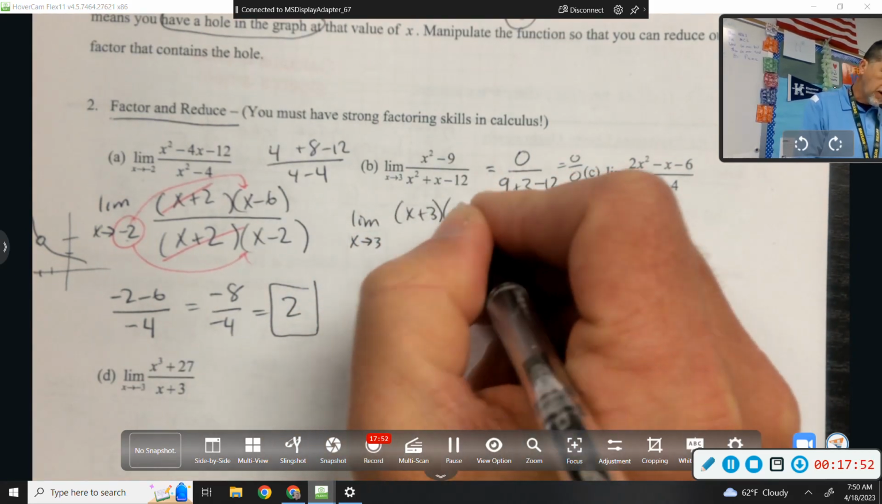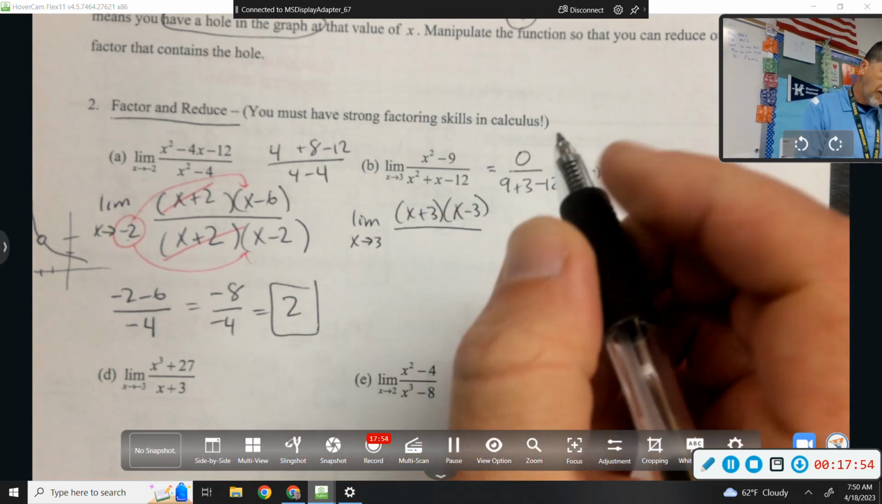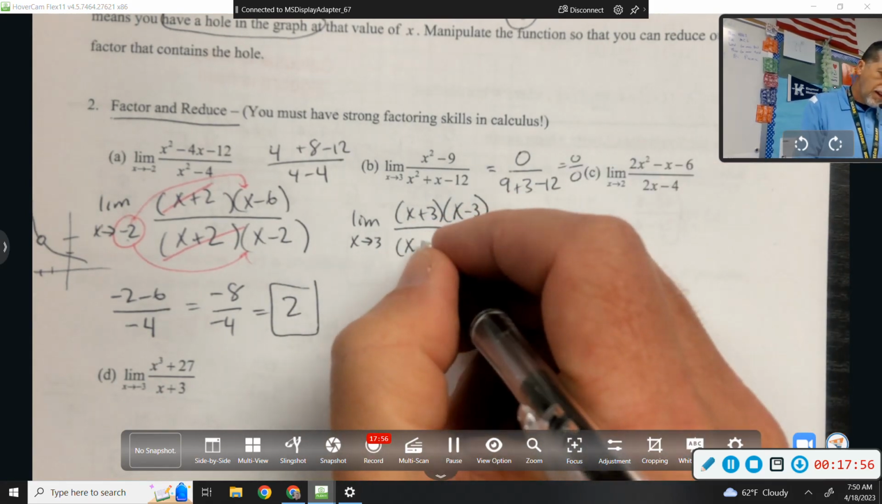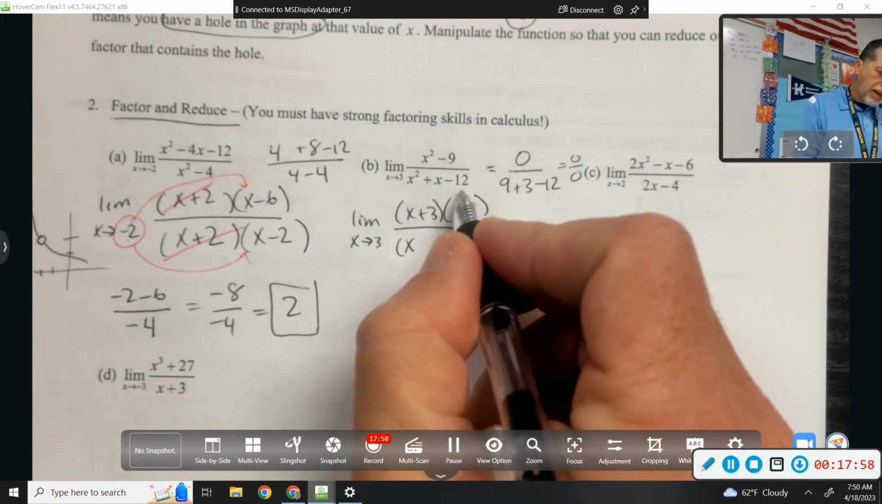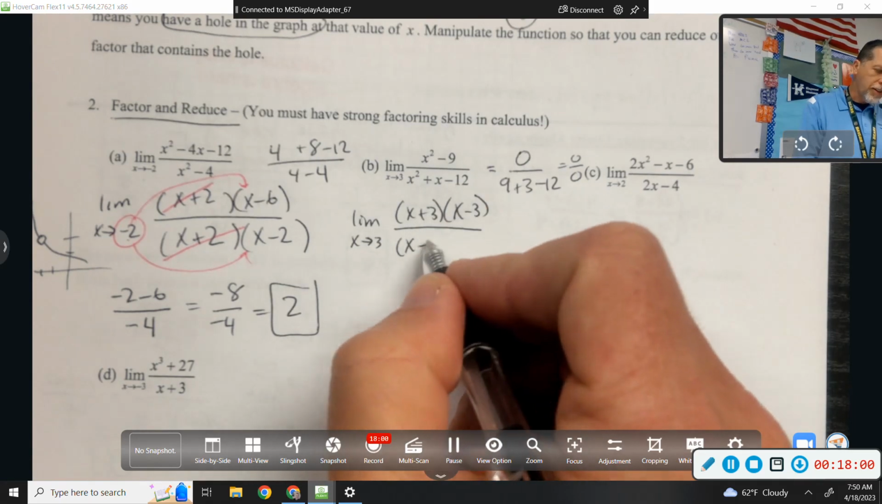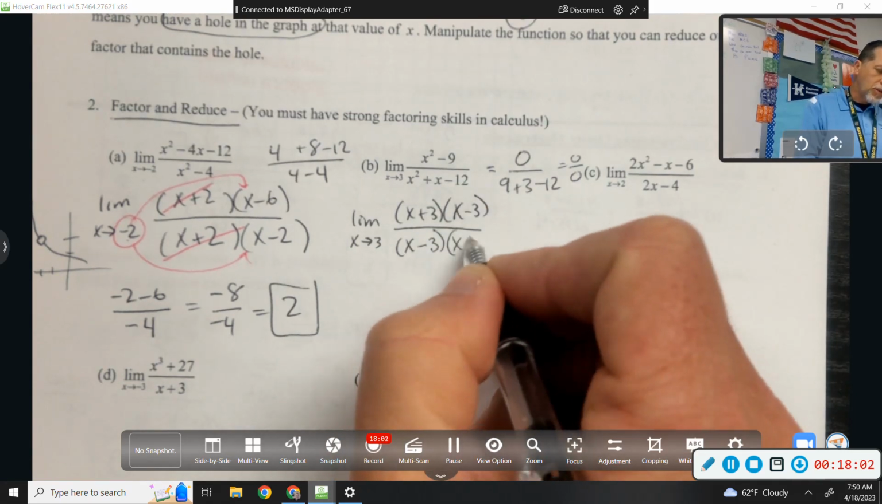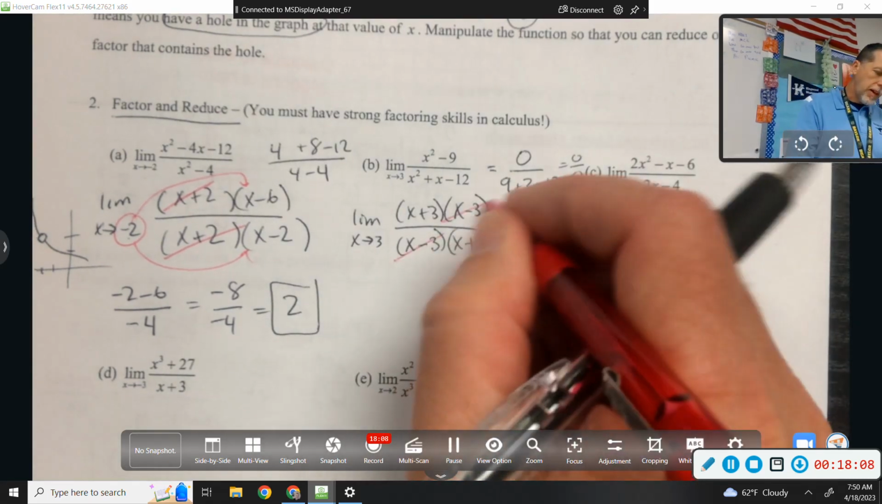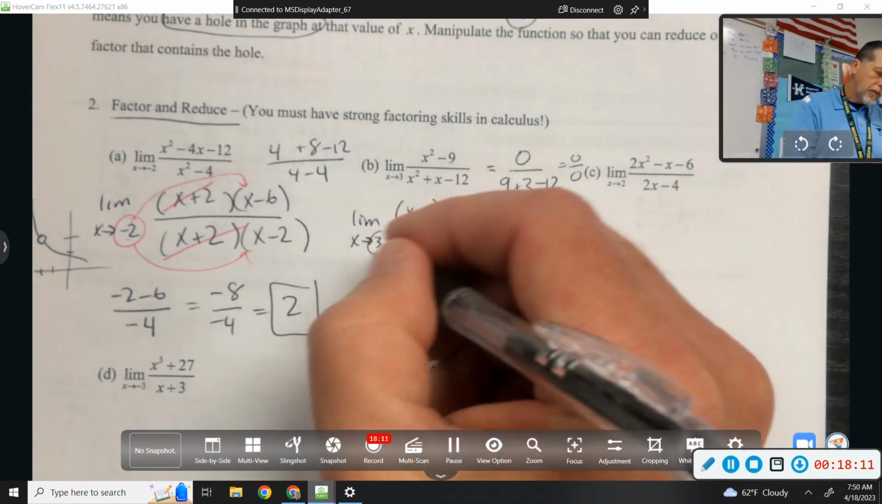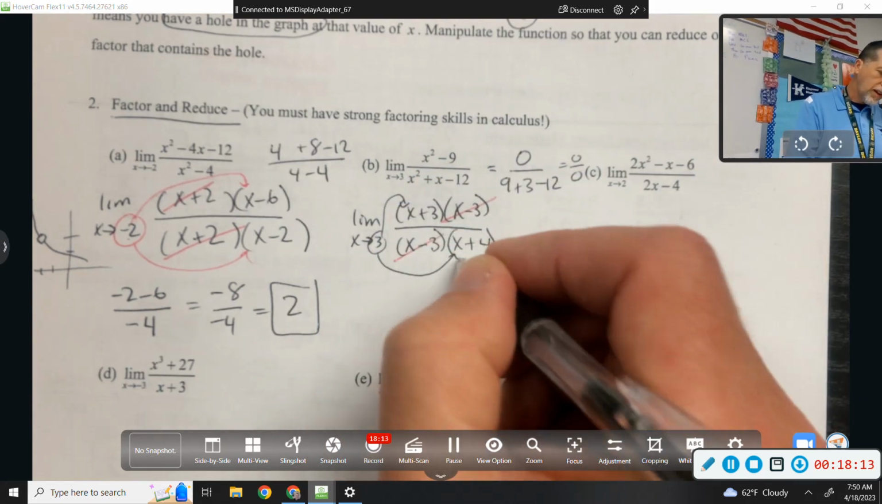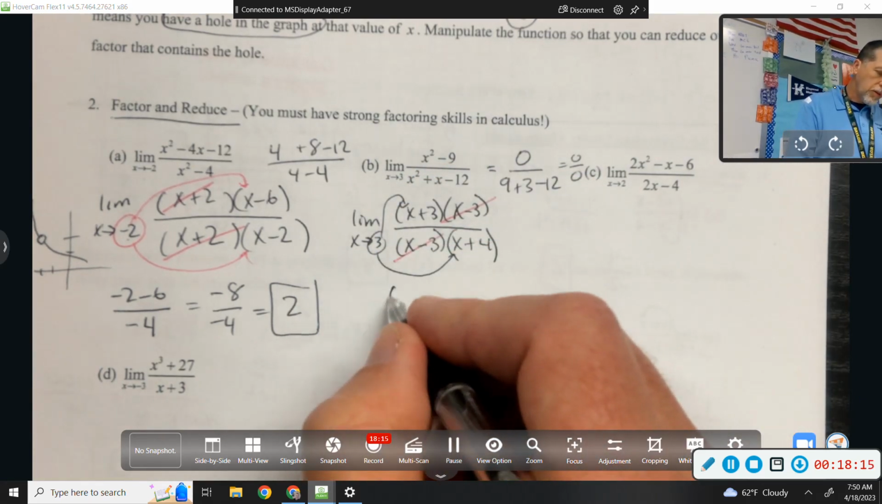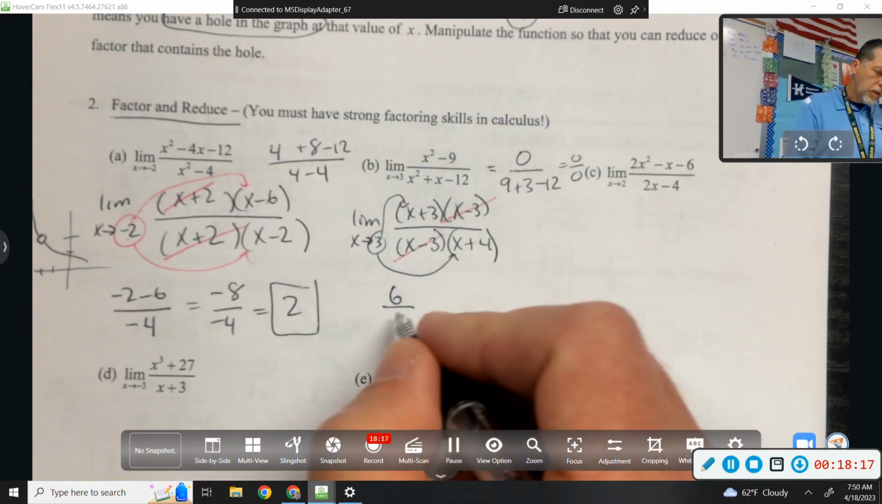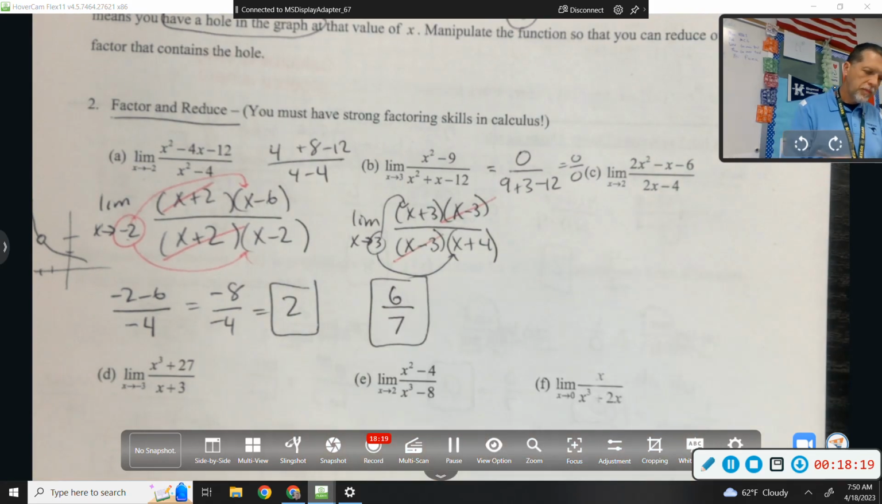x plus 3, x minus 3. x minus 3 should be a factor that cancels, so you can use that to your advantage when you're factoring. x minus 3's cancel. And then we substitute again. 3 plus 3 is 6. 3 plus 4 is 7. 6 sevenths.